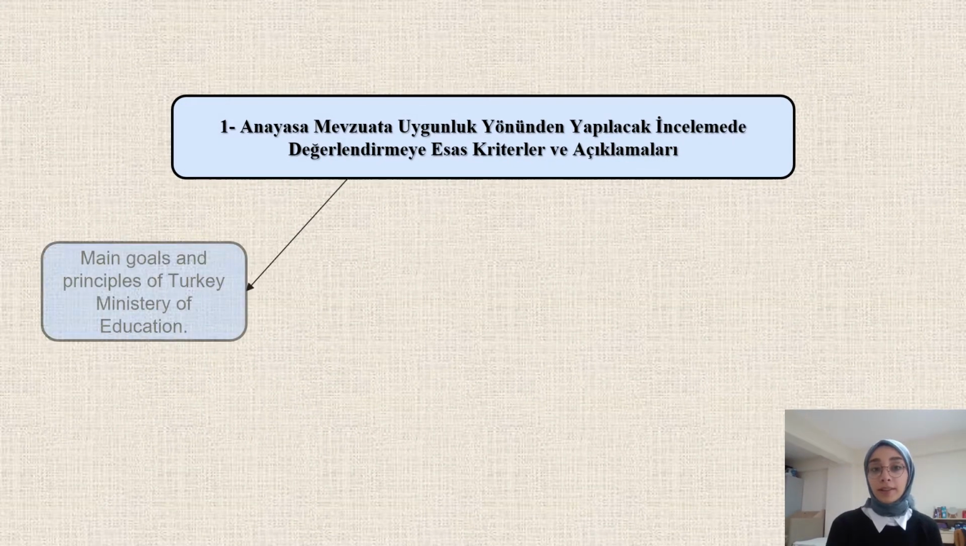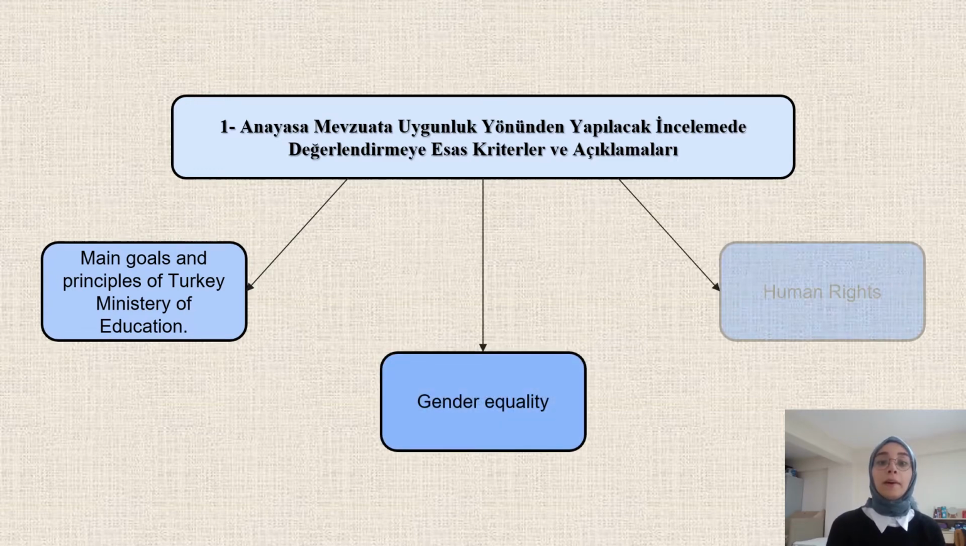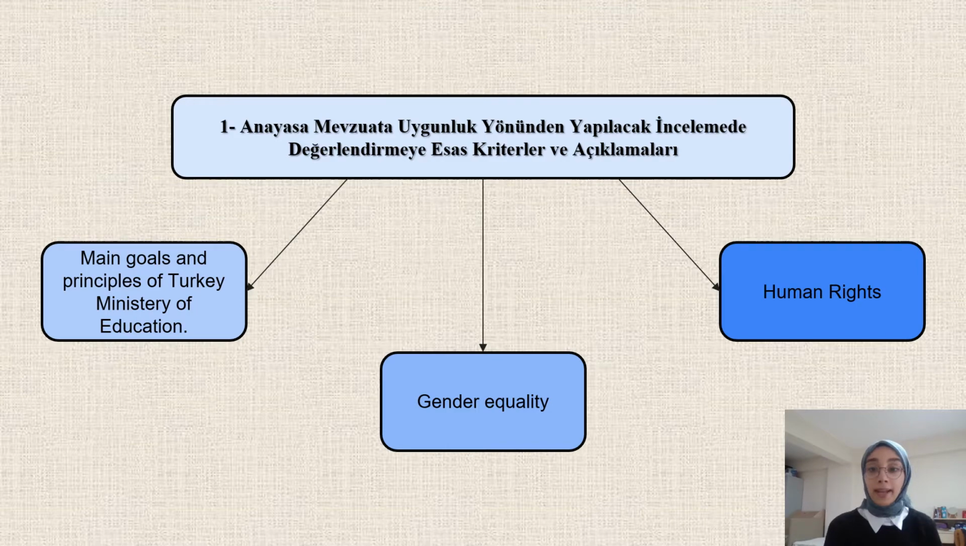In the first criterion, it is said that the book should be designed according to the main goals and principles of the Turkey Ministry of Education. And then it should be equal for gender and their social roles. And the book shouldn't violate human rights.